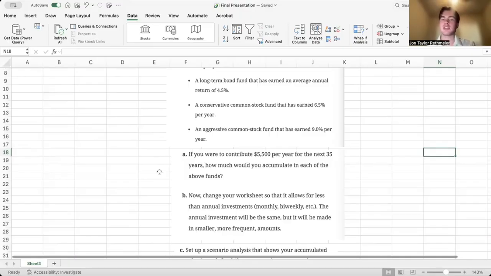And then it's going to ask us to change our worksheet so that it allows for less than annual investments, monthly, biweekly, etc. And the annual investment will be the same, but it will be made in smaller, more frequent amounts.